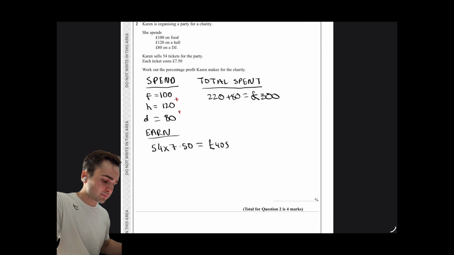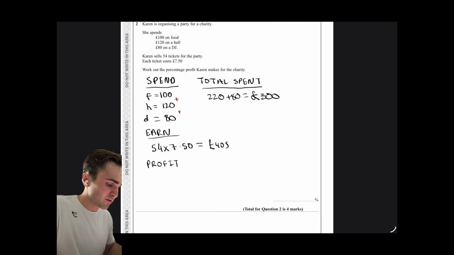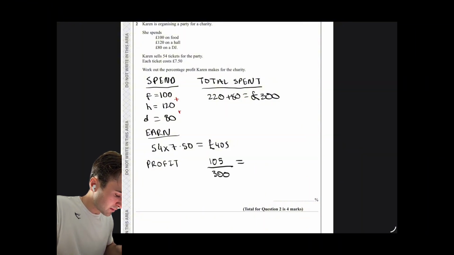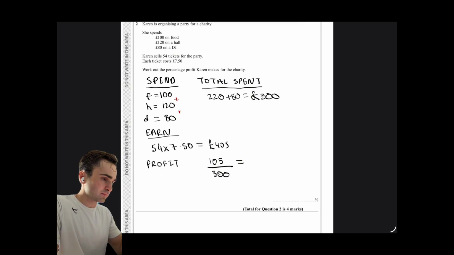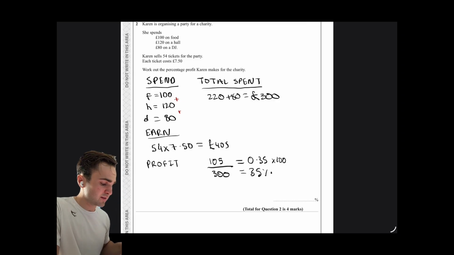Now we have a difference between how much she earns and how much she spends. So her profit as a percentage is, well, she makes £105 more than what she spent. So we're going to put that on top, and then she spent £300. As a fraction, she makes 0.35, which times by 100 is a percentage. So she makes 35% profit. That's question 2 done.